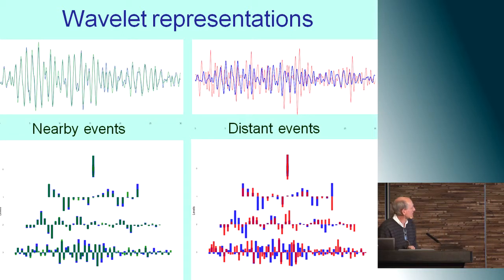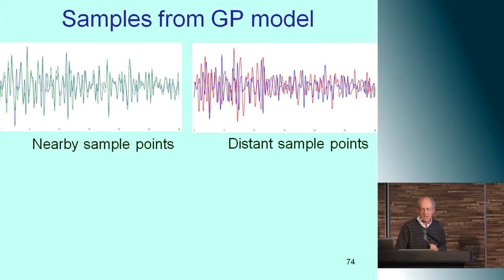Okay, so just to show you that it works, we can take nearby events and they produce similar wavelet models. We can take distant events, and they produce very different wavelet models. We can take the trained GP model and sample two locations that are close to each other that don't have any prior data. And indeed, those two locations, when sampled from the GP model, produce very similar looking signals, and distant points produce different signals.